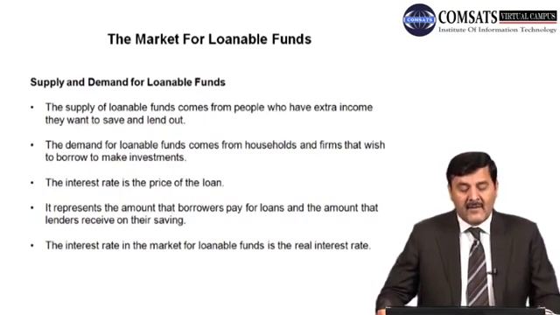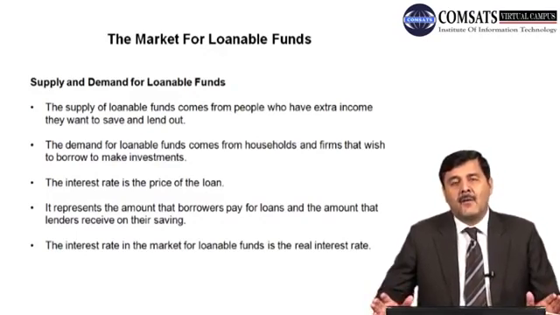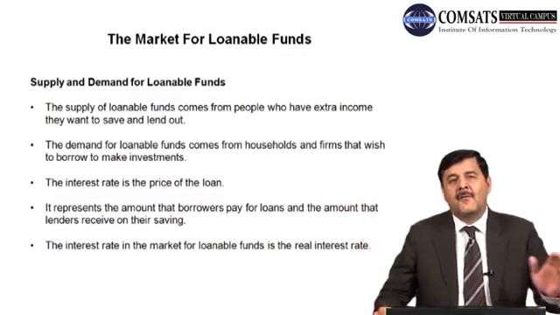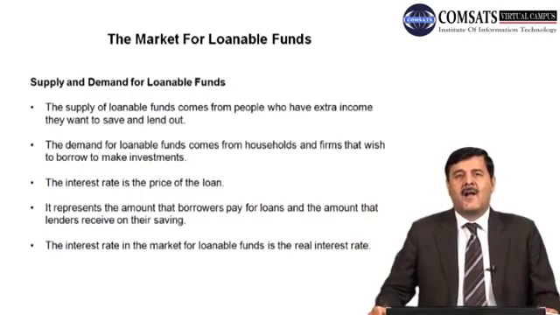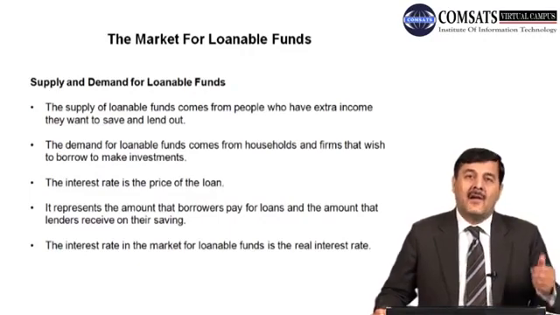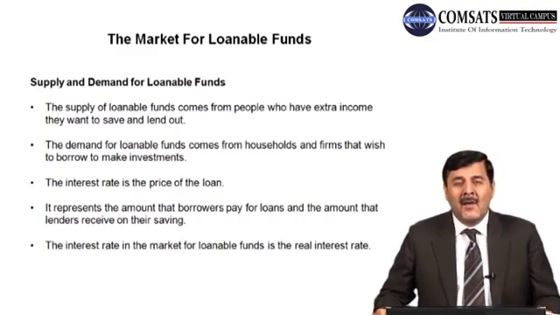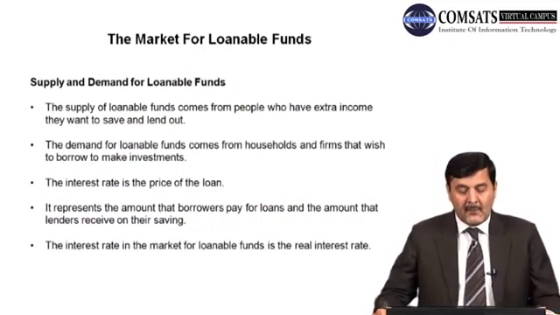Now the interest rate is the price of loan. So how we can determine, basically we have talked about the supply of funds that come from the people who save money, who have extra income, and the demand for loanable funds comes from the people who want to, from the individual and household, who want to borrow money for investment. Now the price of loan basically is the interest rate. Interest rate is the parameter which determines the supply of funds in the loanable funds market, and also determines the demand of the funds, right? So it represents the amount that borrowers pay for loans.